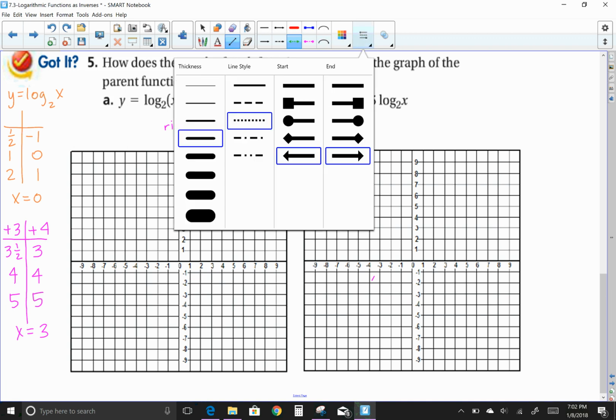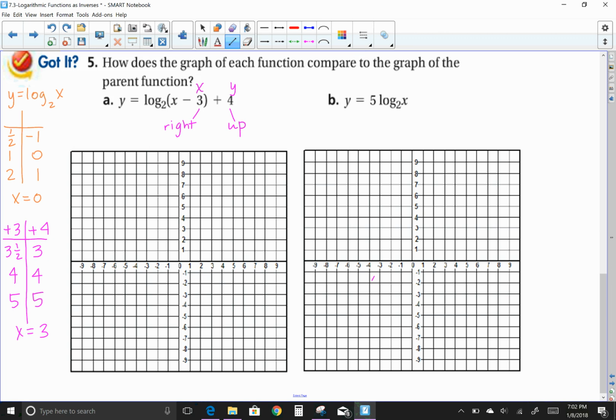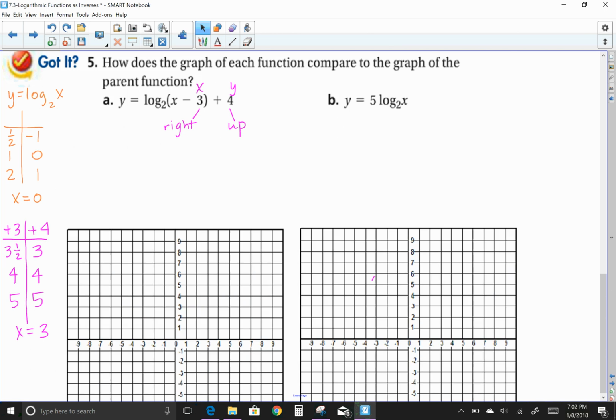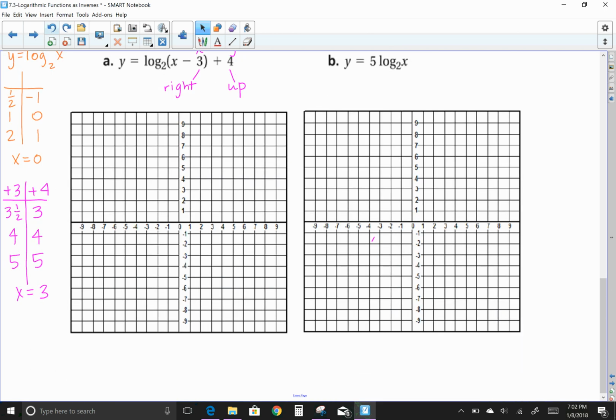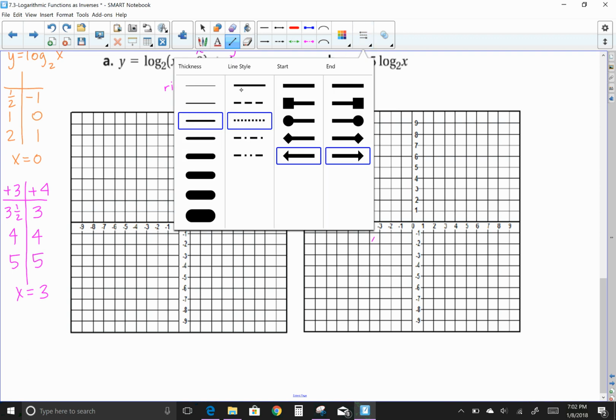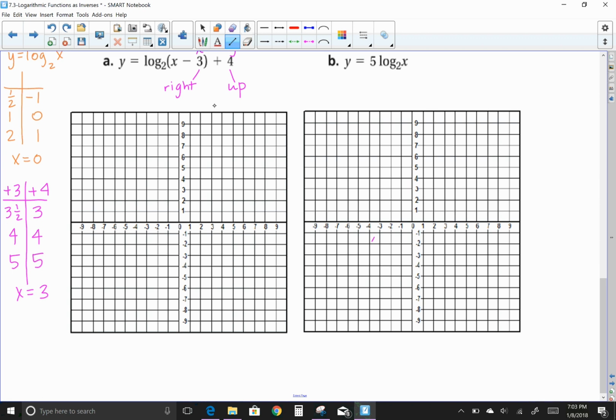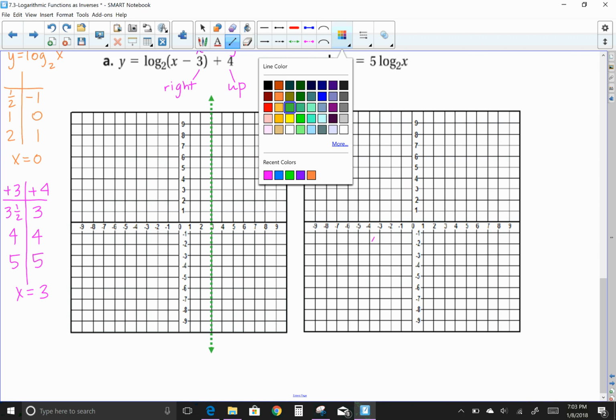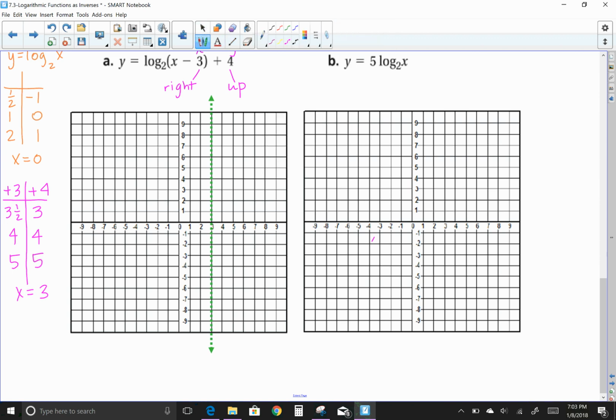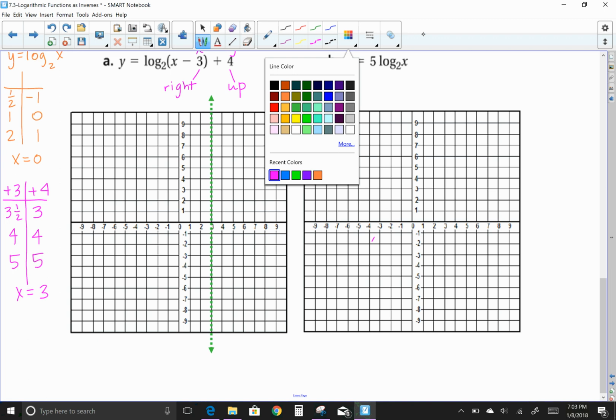So I'm going to make that a little bit skinnier if I can. Let's see if that works out. So I'm going to x equals 3, which I think is right here. Okay, that was not right. Try that again. Let's try that one more time. So x equals 3 is this. There we go. All right, so there's x equals 3.